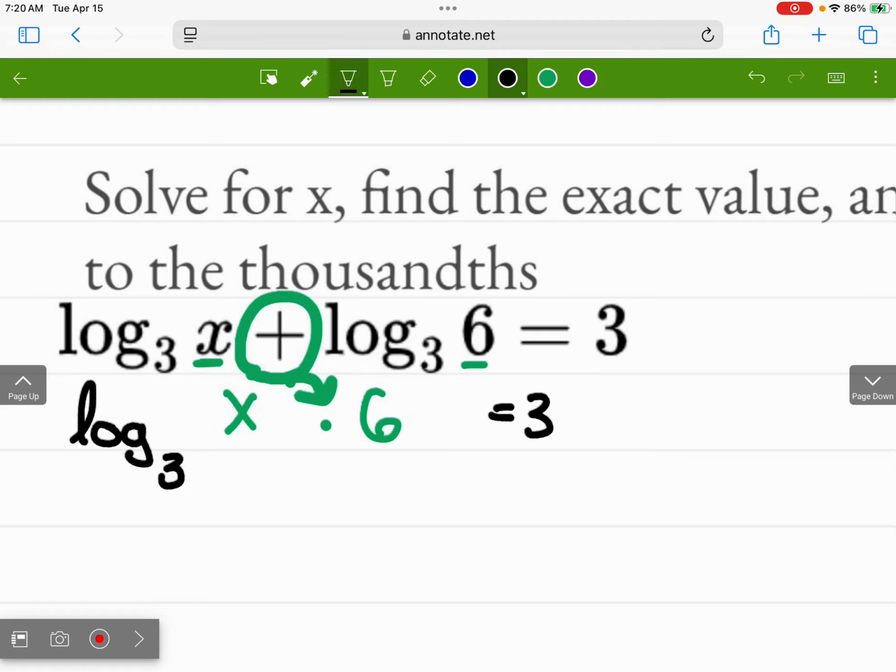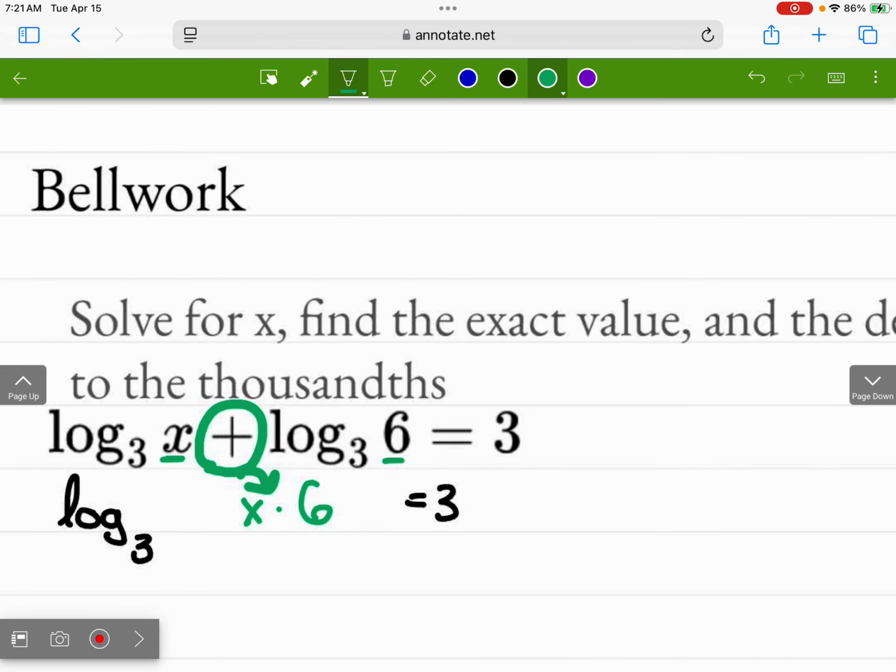Then what will we do? Log base 3 of x times 6. I'm just going to scooch them closer together because they're really spread apart. It's kind of weird. Now we have it as a single log.